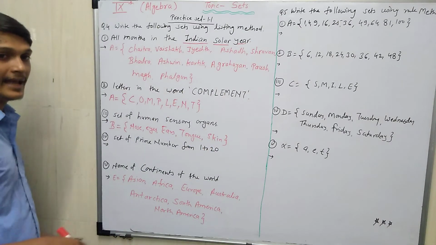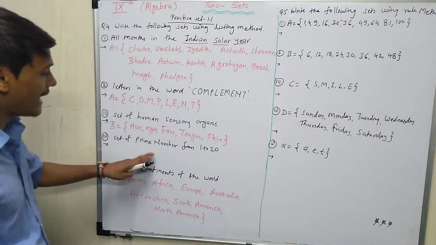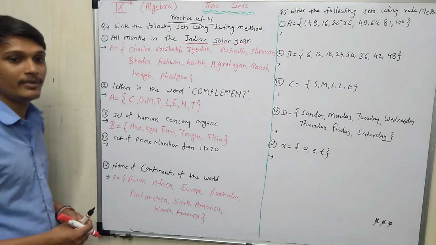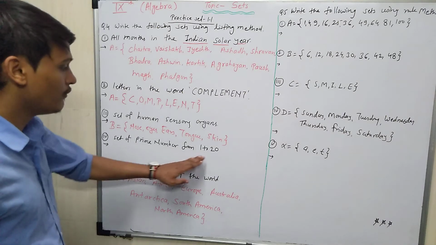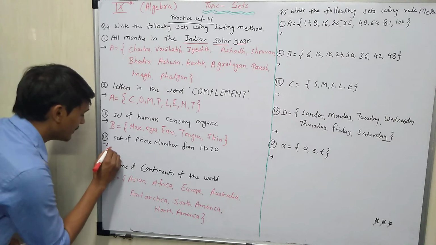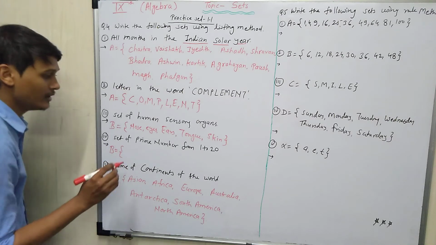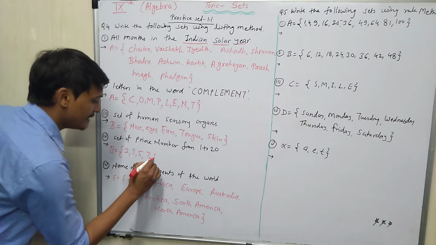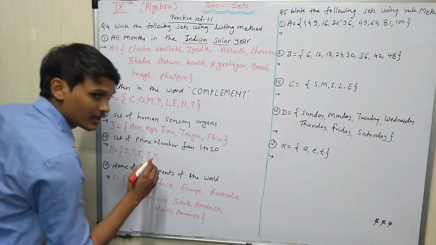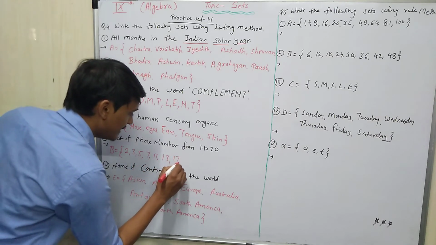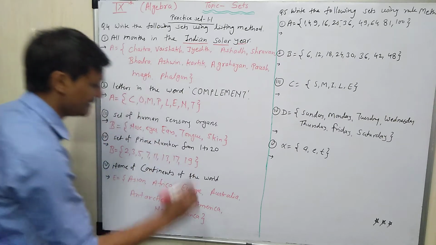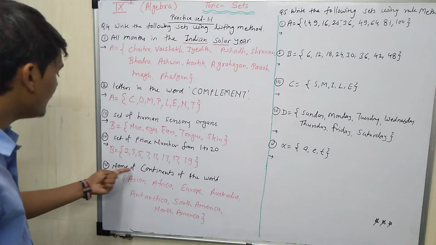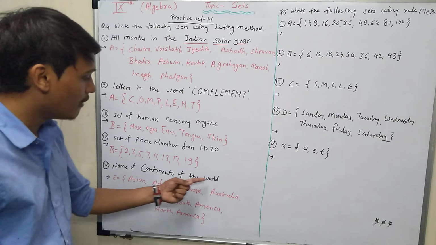Got it? Next is the set of prime numbers from 1 to 20. Write down here prime numbers 1 to 20. You know what a prime number is? Prime numbers are 2, 3, 5, 7, 11, 13, 17 and last is 19. Okay, clear? Next question is name of constituent of the world.